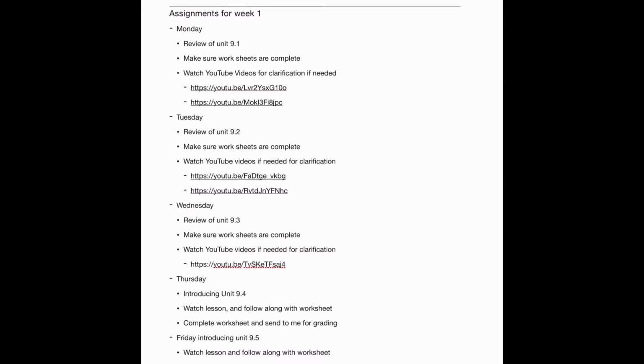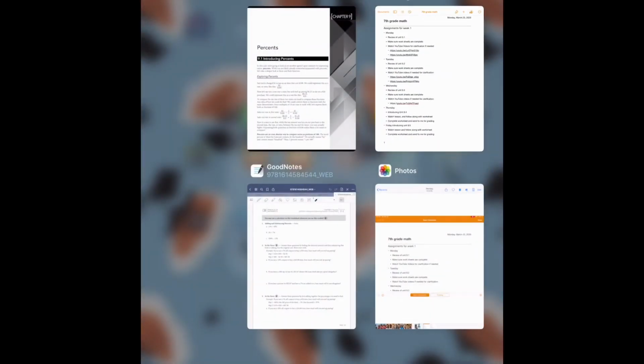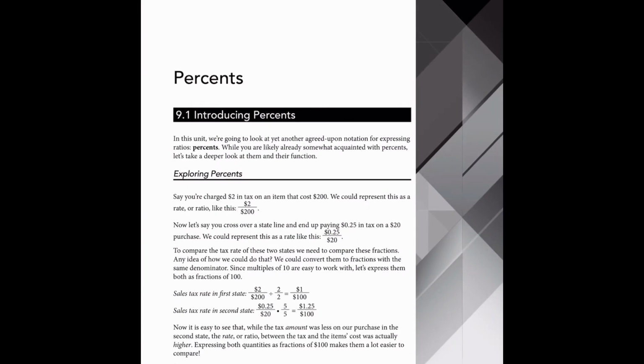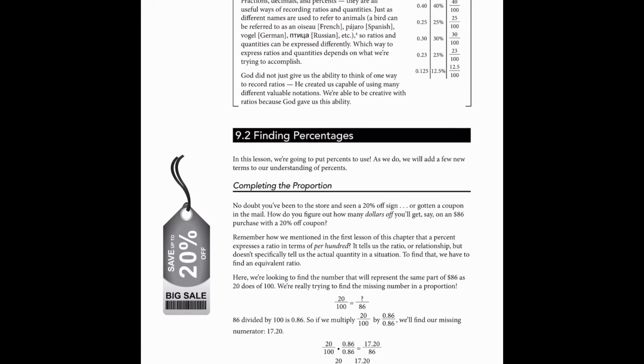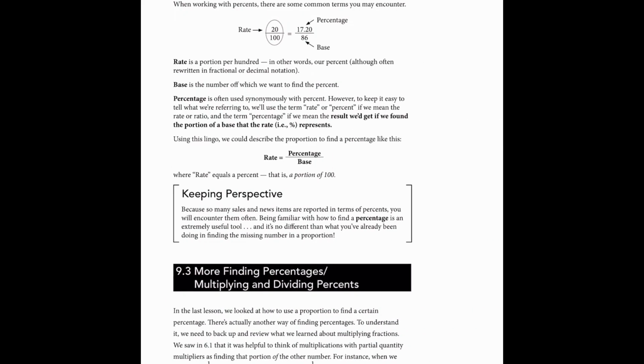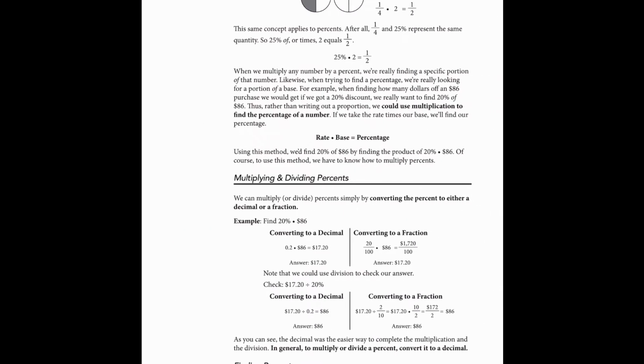But today we're going to introduce something new. You see here on Thursday, we are introducing Unit 9.4. In the beginning, 9.1, we saw what a percent was, and we learned that a percent is essentially a fraction out of 100. We learned how to find percents, and we learned how to find percentages and divide and multiply percents.